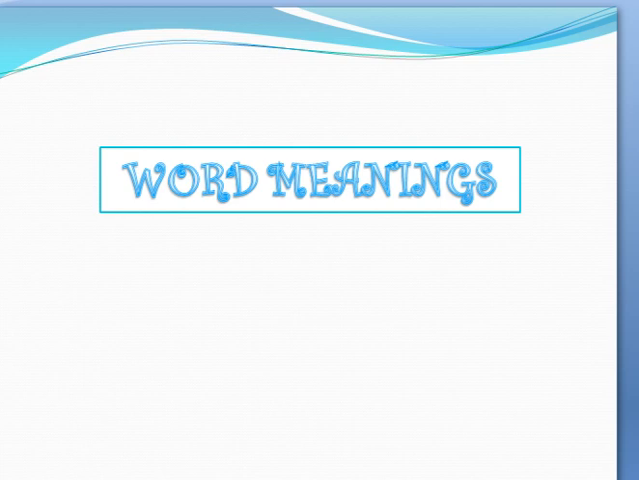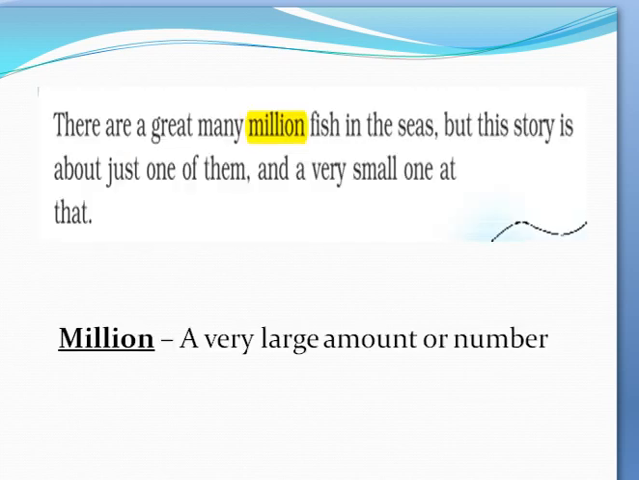Now let us start with remembering the word meanings. We will revise the meanings stanza wise. So this is the first stanza of the story. There are a great many million fish in the seas, but this story is just about one of them, and a very small one at that. Here there is only one word which is a bit tough for you, that is million. Million means a very large amount or number.